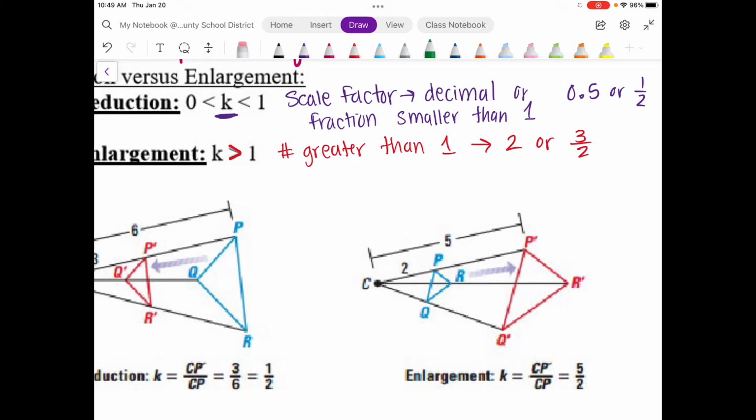A side note that I want to add on here is that if my K, my scale factor, is equal to 1, nothing is going to happen to the pre-image, because think about what happens when you multiply anything times 1. Okay, you get the exact same thing. So if a scale factor is equal to 1, nothing's happening to my pre-image. It's the exact same thing. It's not becoming smaller or bigger in any way.